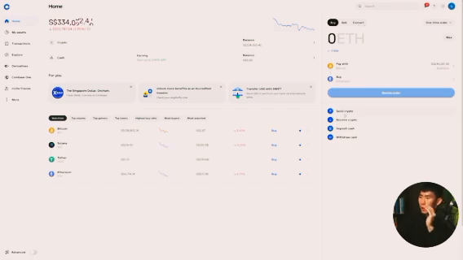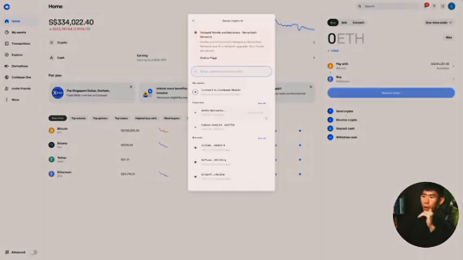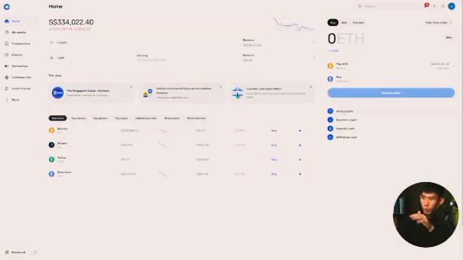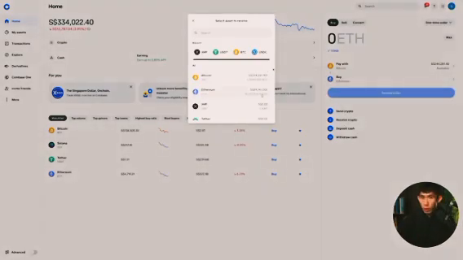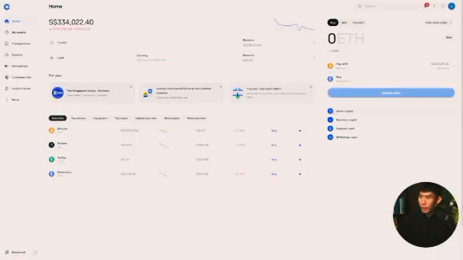Buy, sell, convert. Send crypto, this is where you can send to another person, right? I shouldn't be showing that, right? But yeah, this is where you can send crypto to another person. And then this is where you can receive crypto, right? So if you want to send me crypto, I can give you my wallet address right here and then you can send it to me.